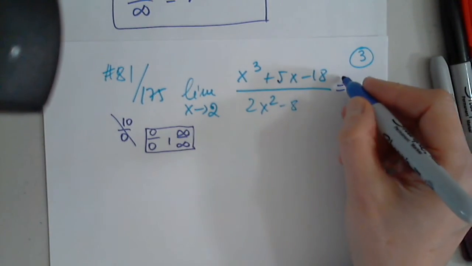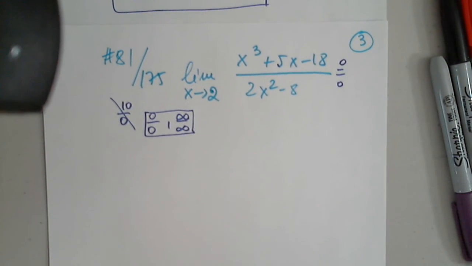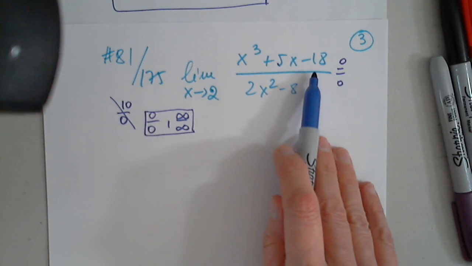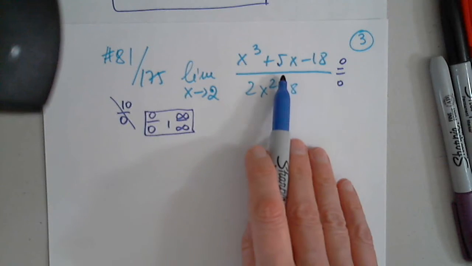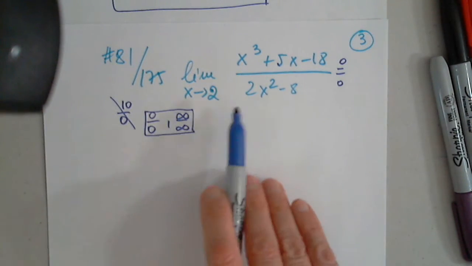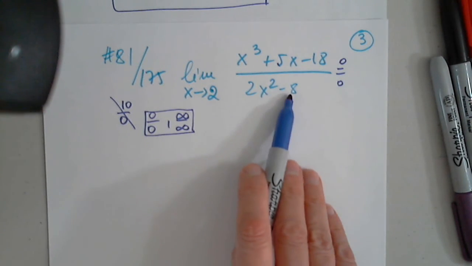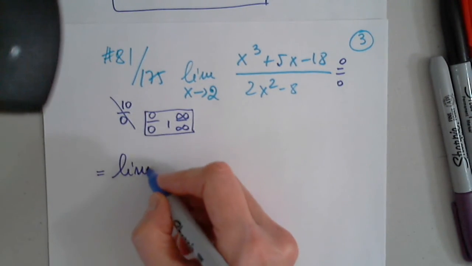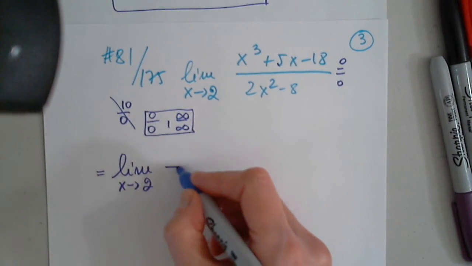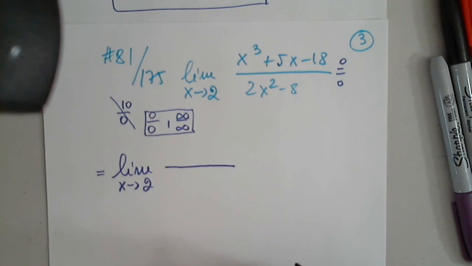It's 0 over 0. I agree, it's 0 over 0, right? Because this is 8 minus 18, which is negative 10, and this is 10, so definitely 0. And this is 4 times 2, which is 8, minus 8 is 0. Good. Can I apply L'Hopital's rule? Yes or no? Yes. Good.